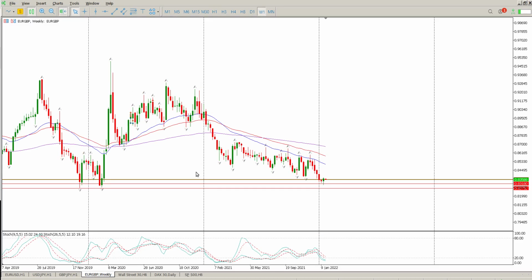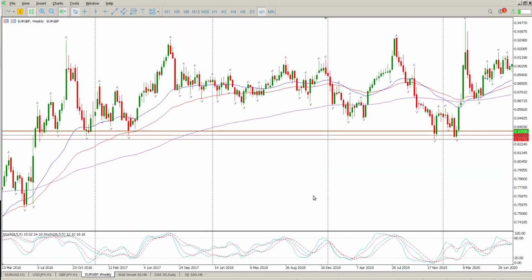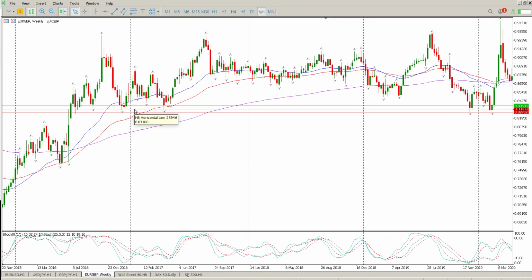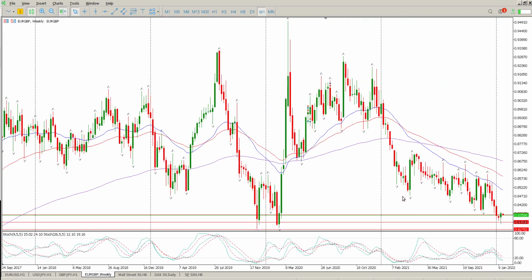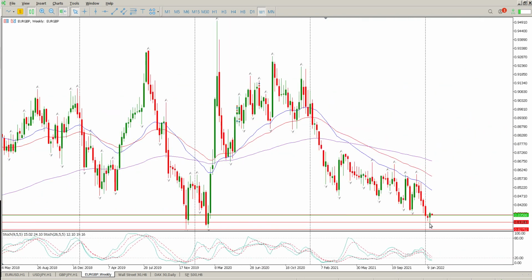Lastly, Euro British Pound, just starting off on the weekly, because we have a weekly pin bar here, and if I scroll to the left, you can see this level here at 0.83188, sorry, 0.83180. You can see there's been a lot of interaction there in 2016 and 2017, and then again in 2019. So we've got a pin bar here bouncing off that level. So the question is, is this the bottom? Have we now come back to the bottom of the range? And is there an opportunity to start looking for a move to the top of the range?